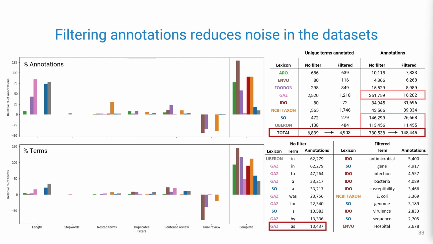And here are the top 10 terms before and after filtering. You can see that before filtering there are many abbreviations adding noise to the datasets, and you can even see the American Samoa example at the bottom. After filtering, the annotations are all relevant terms like gene, E. coli, virulence, and hospital. With these datasets cleaned up, I moved on to creating the relationship extraction datasets.